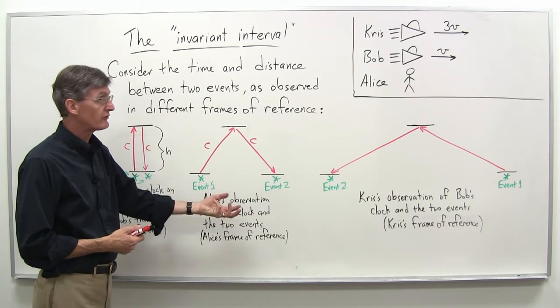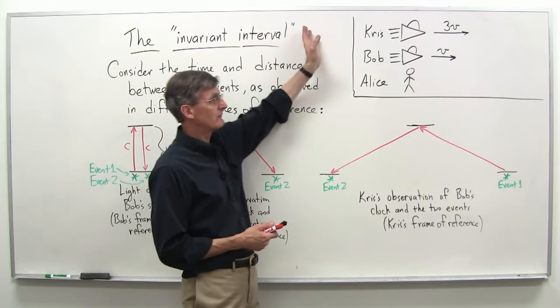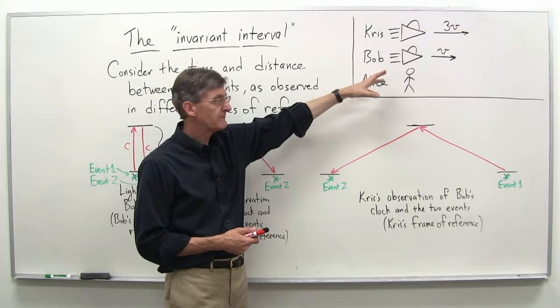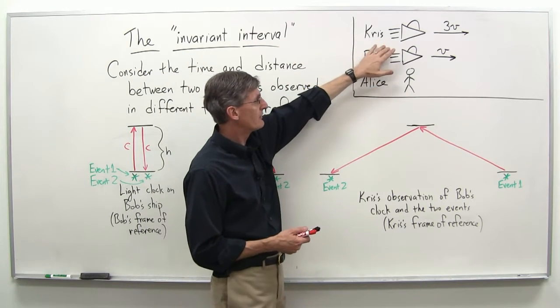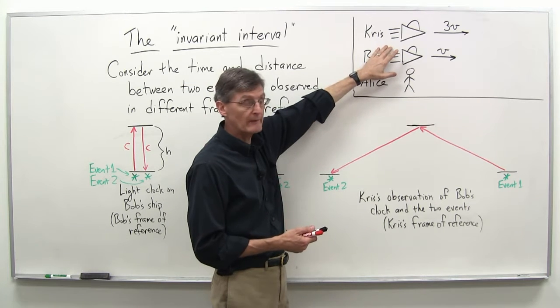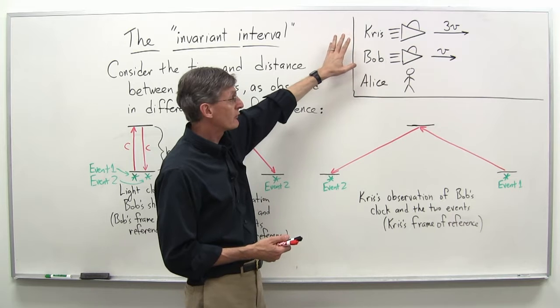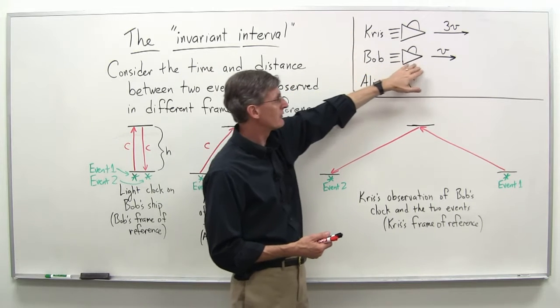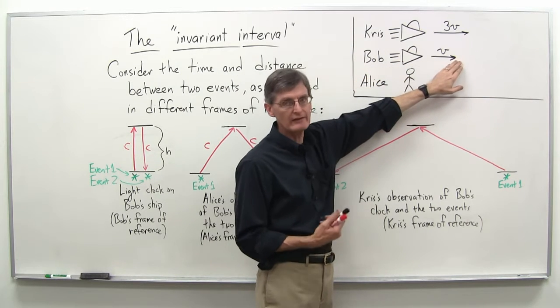And then what does Chris see? Well, remember, Chris is going, say, 3 times as fast as Bob. So the first event occurs here, and she makes note of that. Then, however, when the second event occurs, Bob goes along here, maybe the second event occurs when he's right here, right?